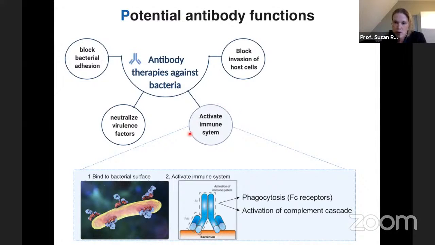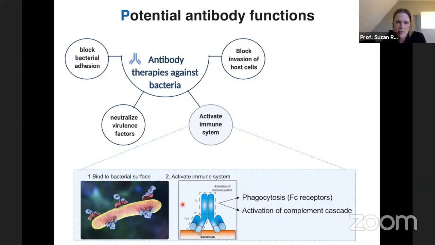Then another important strategy is to develop antibodies that can actually activate your own immune system. And we mainly look into this last part, because I think this is actually the only way by which an antibody can kill a bacterium. These first two strategies are mainly virulence-reducing antibody strategies. But if you have an antibody that can activate the immune system, then the antibody also has the potential to kill bacteria.